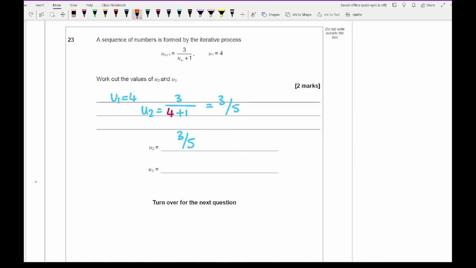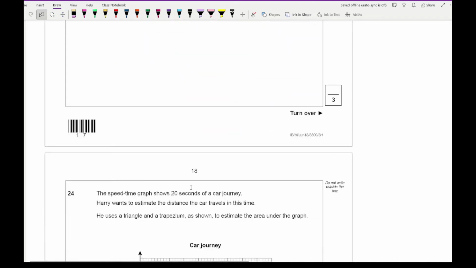Then for u3, it's going to be 3 over the previous answer, which in this case now is 3 over 5, plus 1. And again, if I type that all into my calculator, I should have an answer of 1.875. Now, if you wanted to give the first answer as a decimal, that's absolutely fine. Either would have been acceptable for the 4 marks.